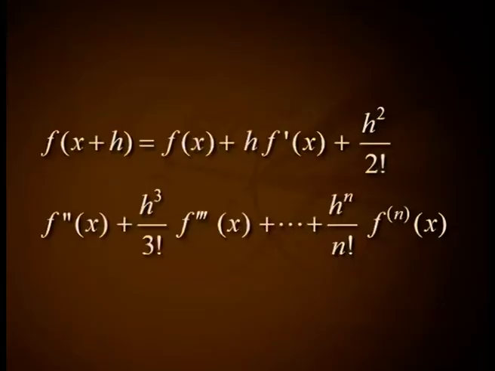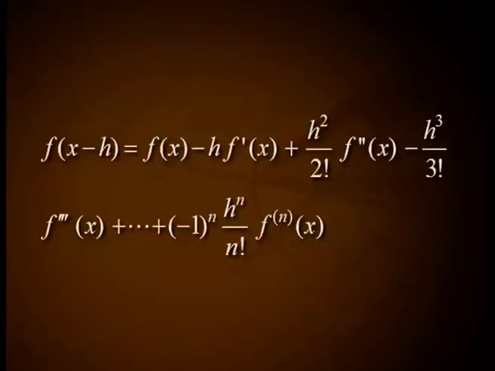The above gives f(x+h) = f(x) + h f'(x) + h^2/2! f''(x) + h^3/3! f'''(x) + etc. + h^n/n! f^n(x). Remark. Replacing h by -h, the above gives f(x-h) = f(x) - h f'(x) + h^2/2! f''(x) - h^3/3! f'''(x) + etc. + (-1)^n h^n/n! f^n(x).